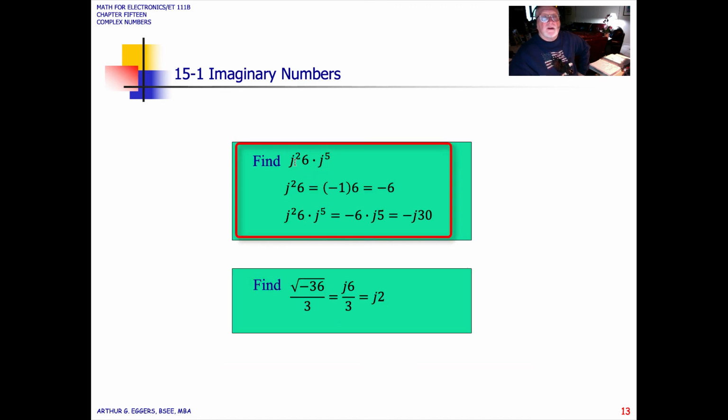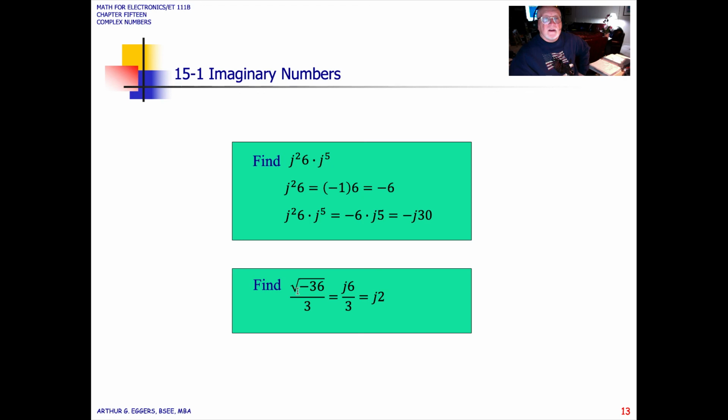Okay, what about a product with a j squared and a j to the fifth? J squared 6 times 6 is equal to just minus 1, negative 6. And if I bring in the second term, j to the fifth, then that ends up being that negative 6 times j to the fifth. That needs to be corrected. That should be j to the fifth, equals minus j30.